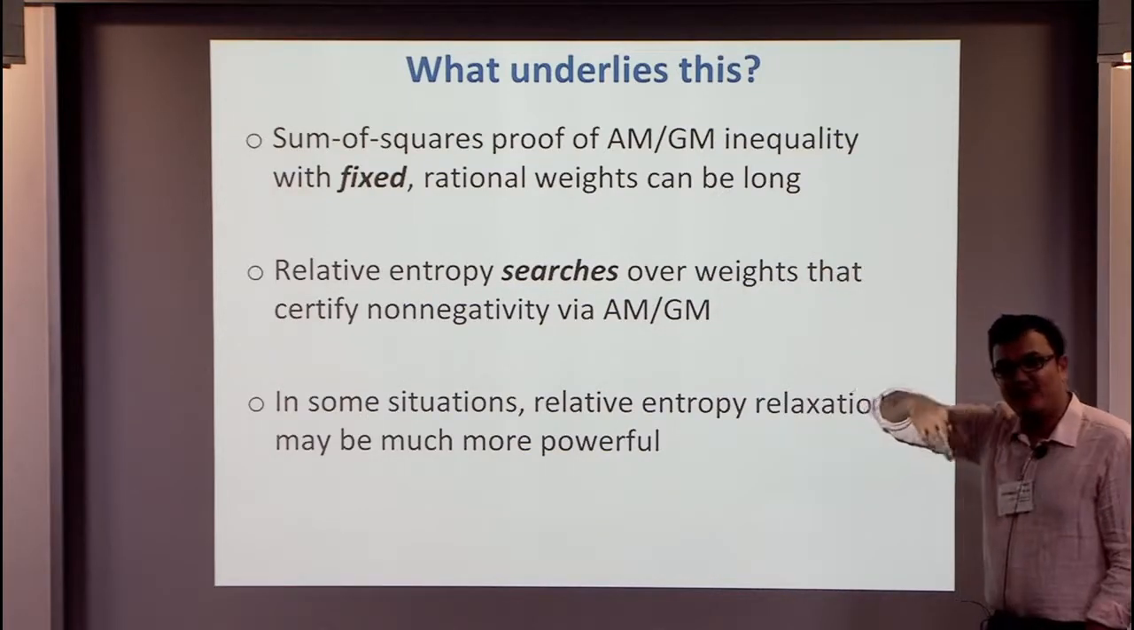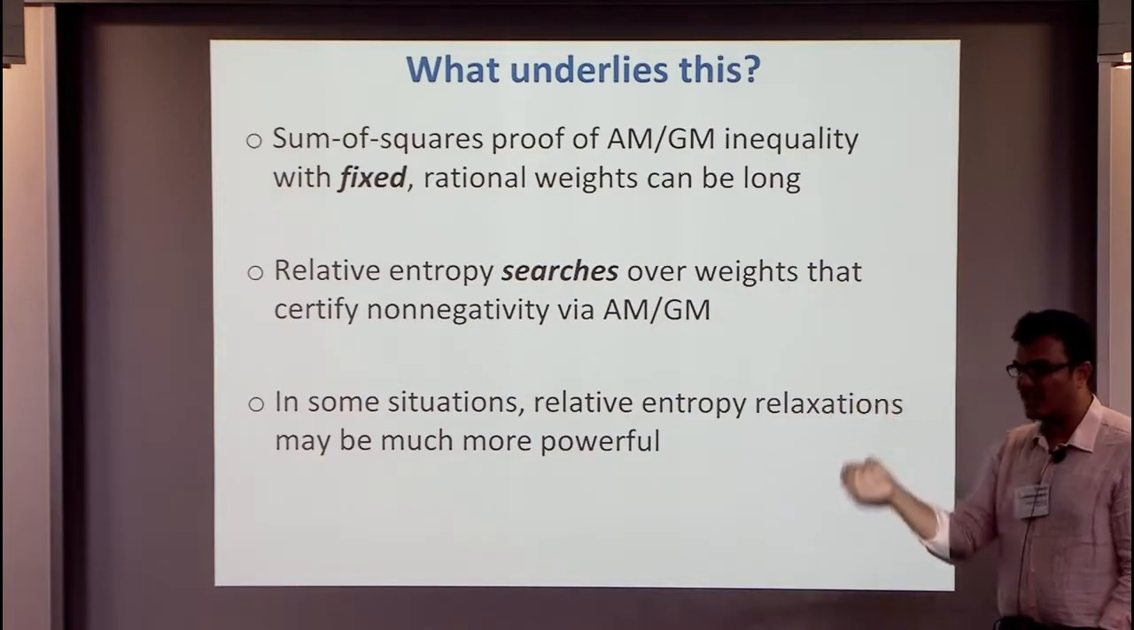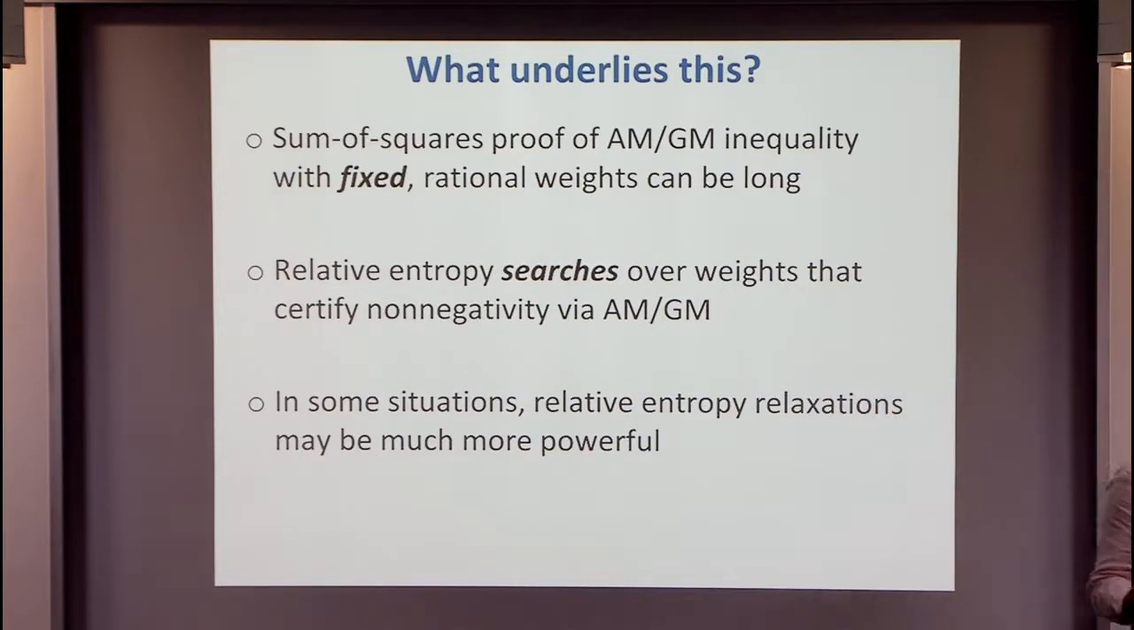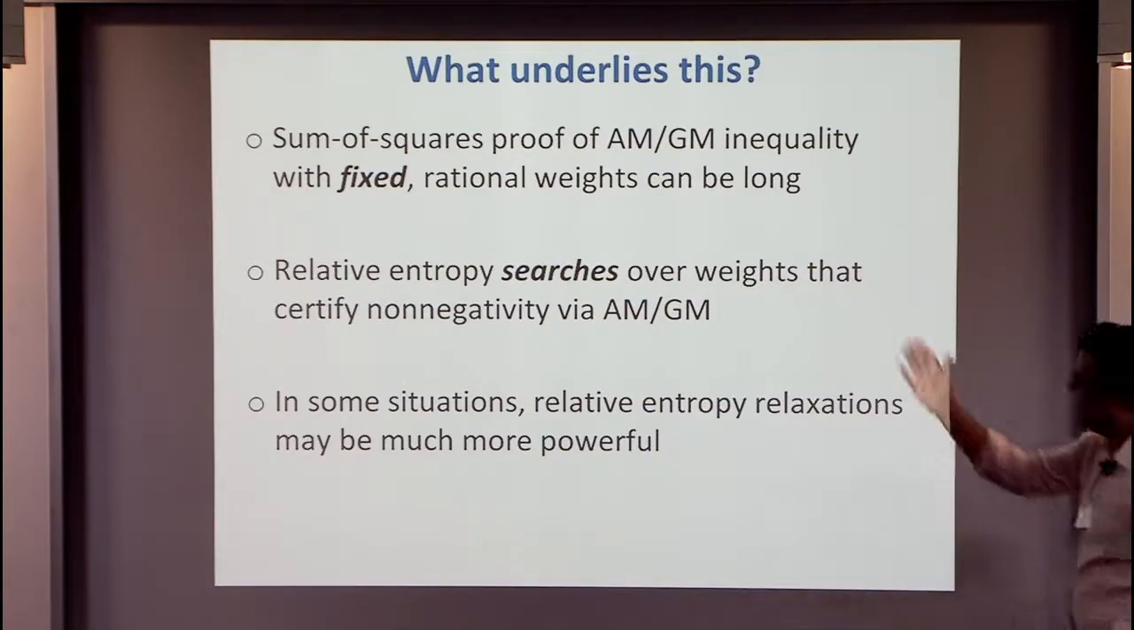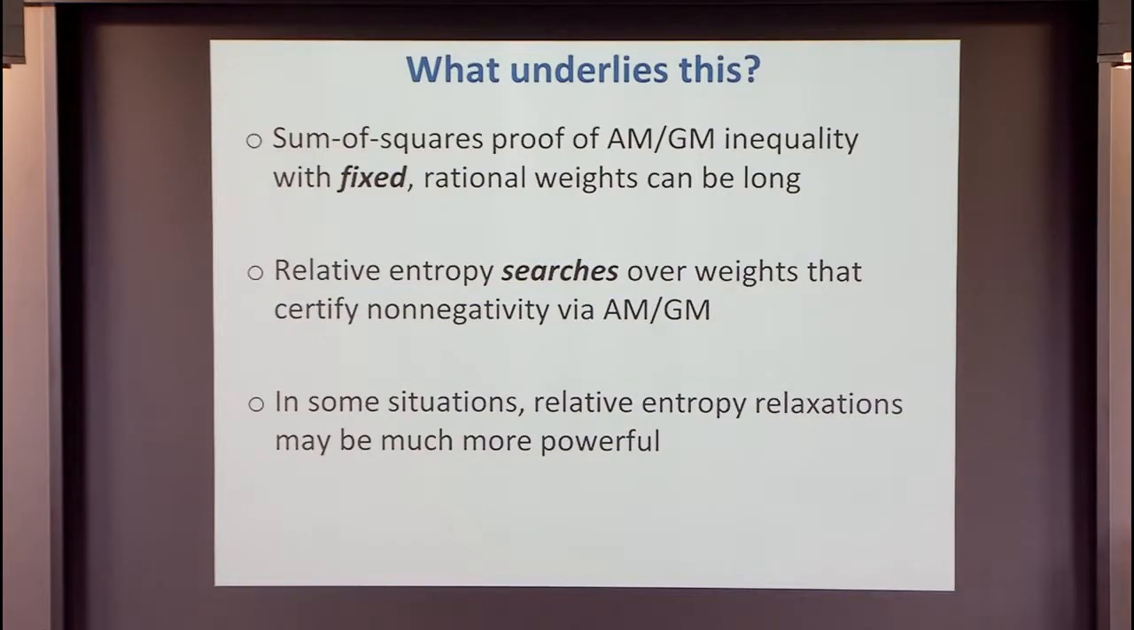So if you want to prove the AM-GM inequality with fixed rational weights, you can give a sum of squares proof of the AM-GM inequality. But depending on the kind of rational weights you have, that proof can be very, very long. But relative entropy searches over these weights to certify non-negativity via AM-GM. And in some situations, I think this idea could be much more powerful, even for polynomial problems.